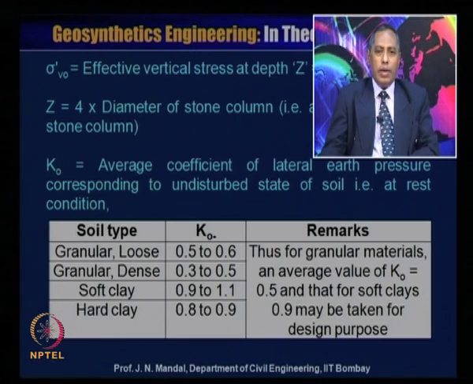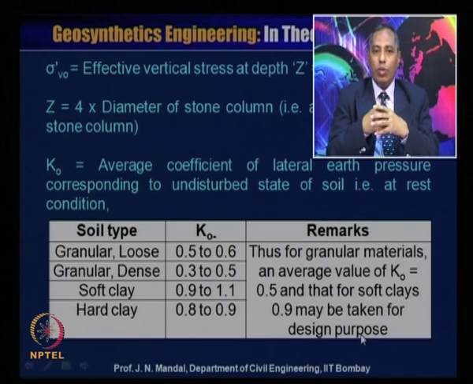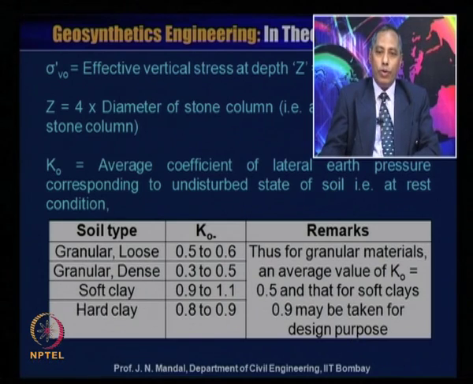Now, depending upon the soil type, you can select K0. For granular loose soil, it is 0.5 to 0.6. Granular and dense, the K0 value lies between 0.3 to 0.5. For soft clay, K0 is 0.9 to 1.1. Hard clay, K0 is 0.8 to 0.9. And here is the remark: for granular material, an average value of K0 equal to 0.5, and for soft clay 0.9, may be taken for design purposes.